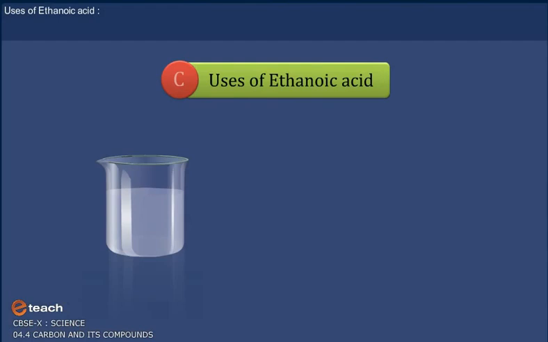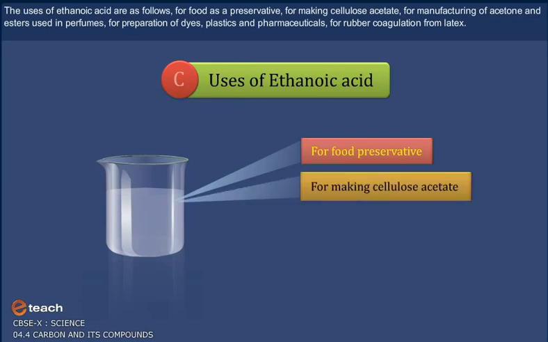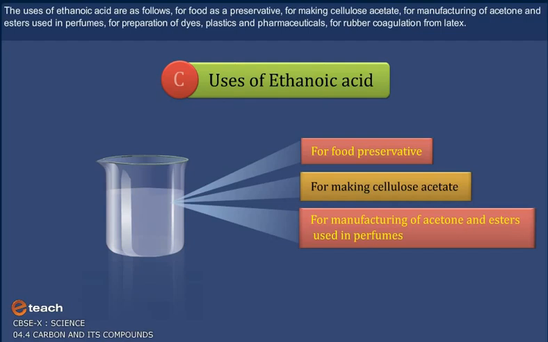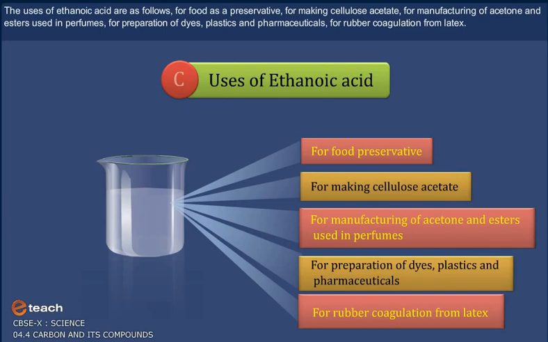Uses of ethanoic acid. The uses of ethanoic acid are as follows. For food preservative. For making cellulose acetate. For manufacturing of acetone and esters used in perfumes. For preparation of dyes, plastics and pharmaceuticals. For rubber coagulation from latex.